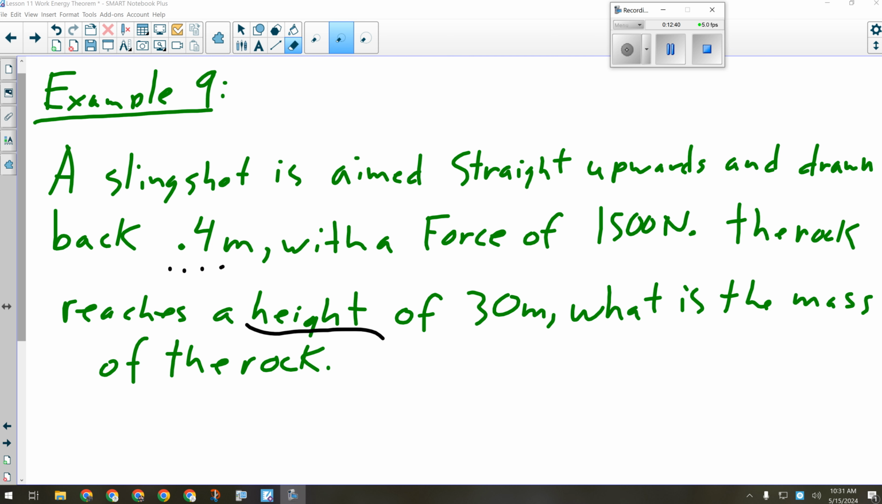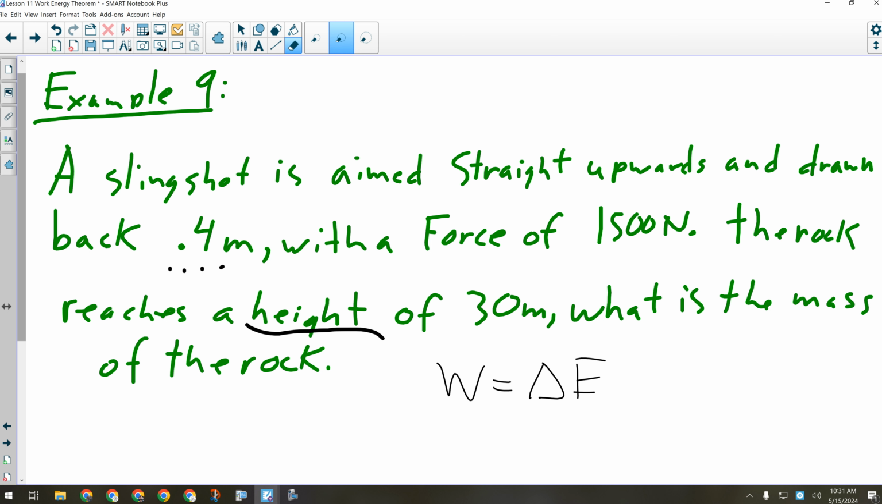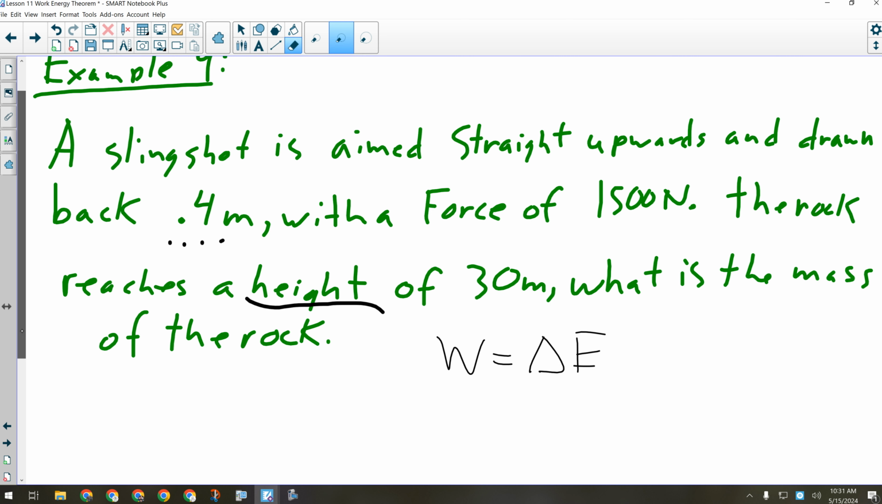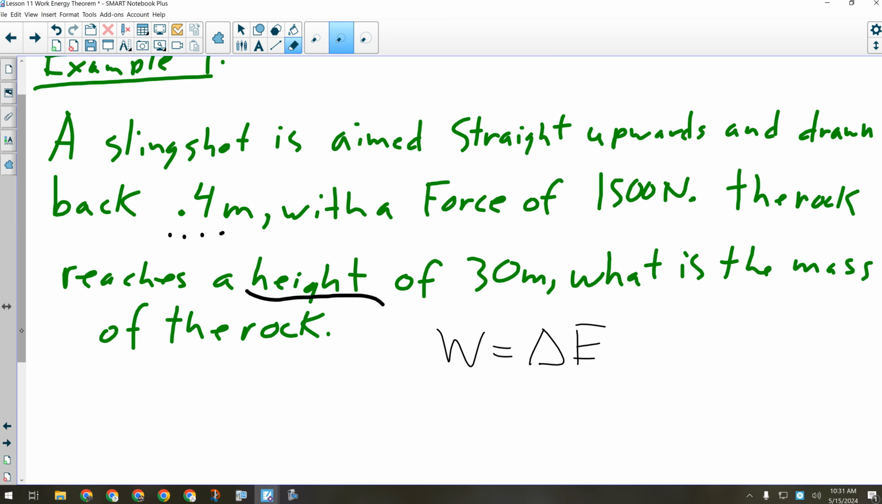So in this question, we've got a slingshot aimed straight upwards. When you pull back a slingshot, are you doing work? So we know that definitely work is being done in this question. We just don't know yet which kind of energy it's changing. As we read through the question, we're told that the slingshot's pulled back 0.4 meters. Is that a distance or a height? It's a distance. How do we tell the difference? Because the force is exerted to pull it back 0.4 meters.